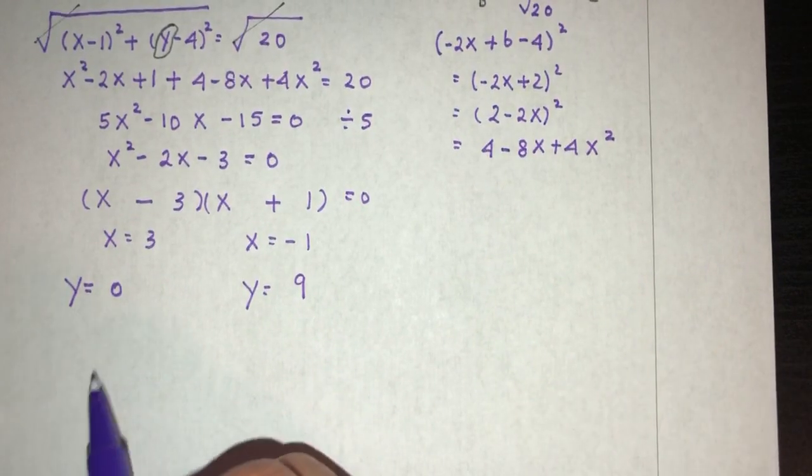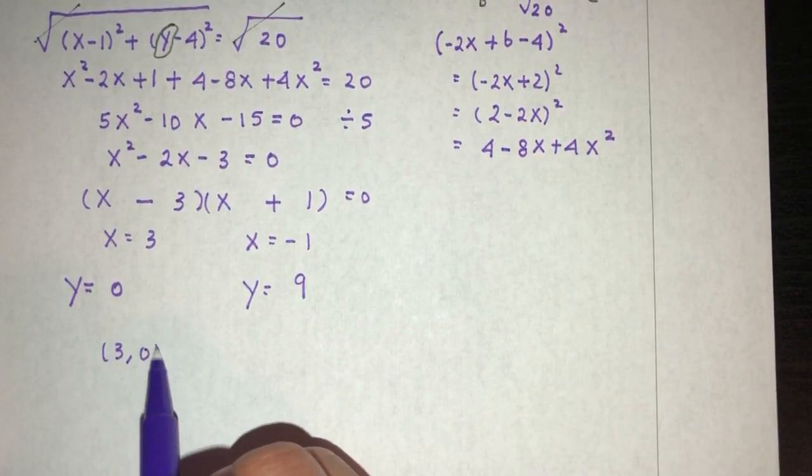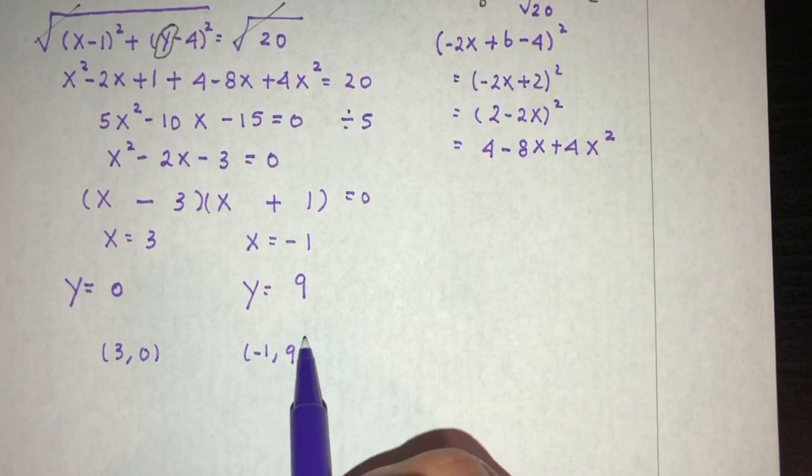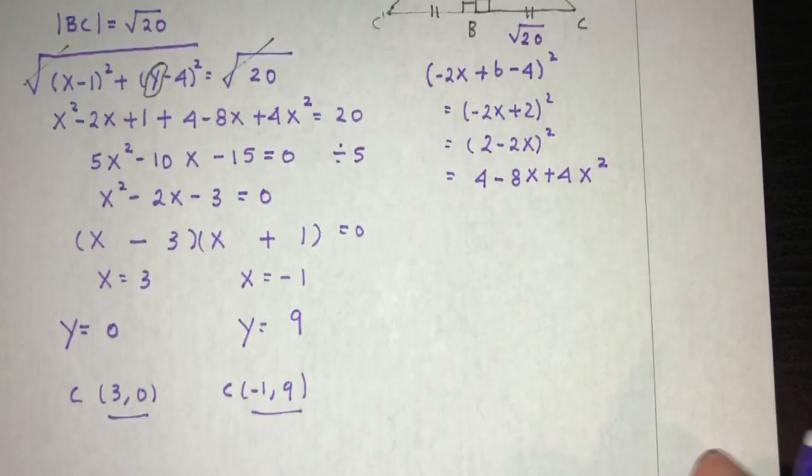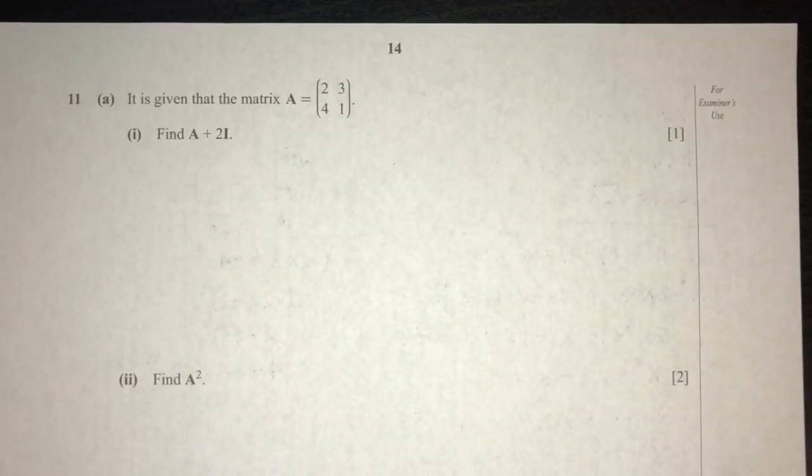Okay, so that will be the two values. So that will be 3, 0, and minus 1, 9. That will be the two possible values of C. That will be question number 10. Let's move on to question number 11.